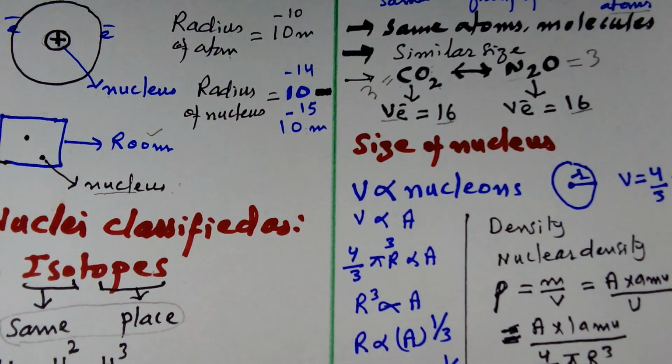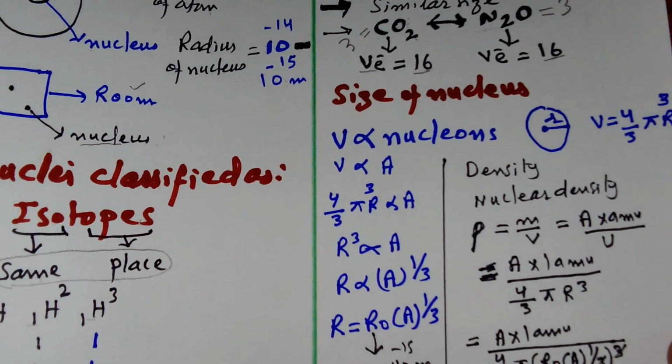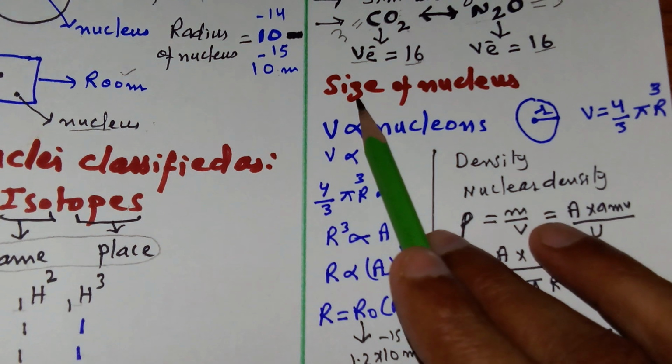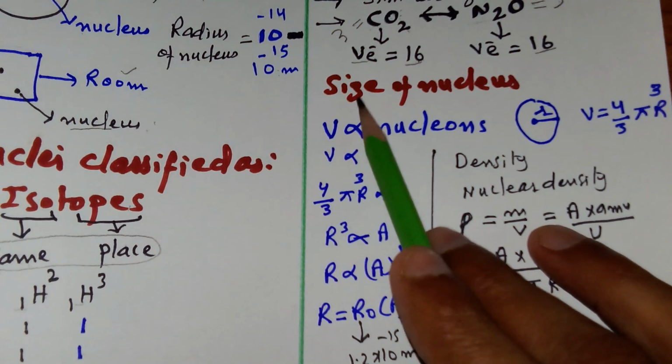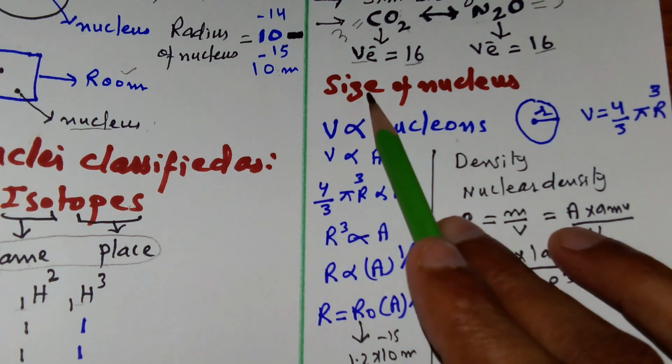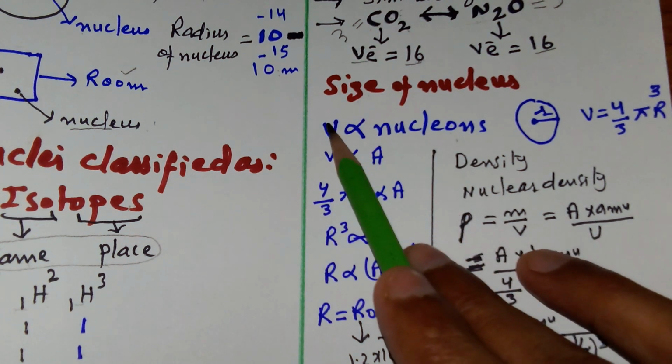Now let's discuss the size of a nucleus. For example, we can say that the size of a nucleus depends on the number of nucleons. So the size of the nucleus, this is the volume.